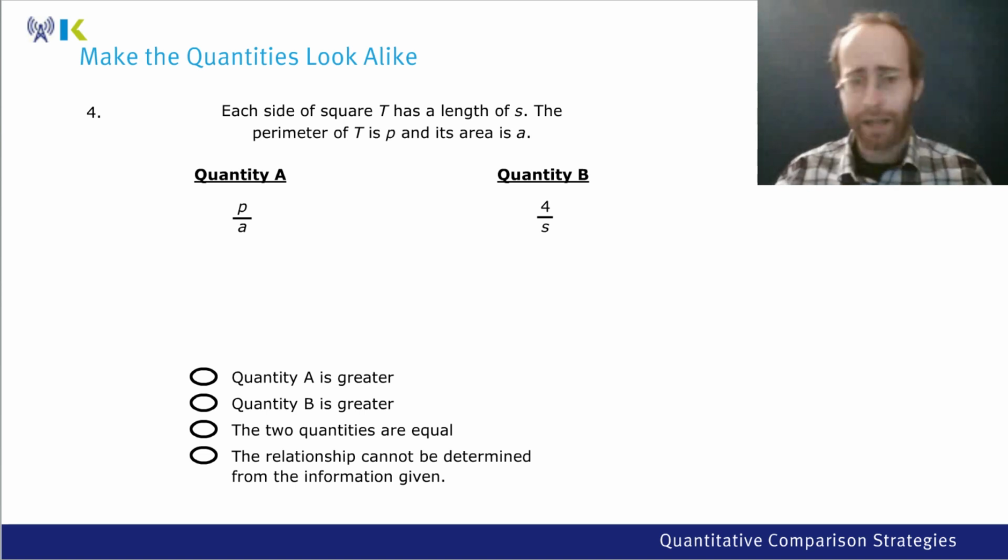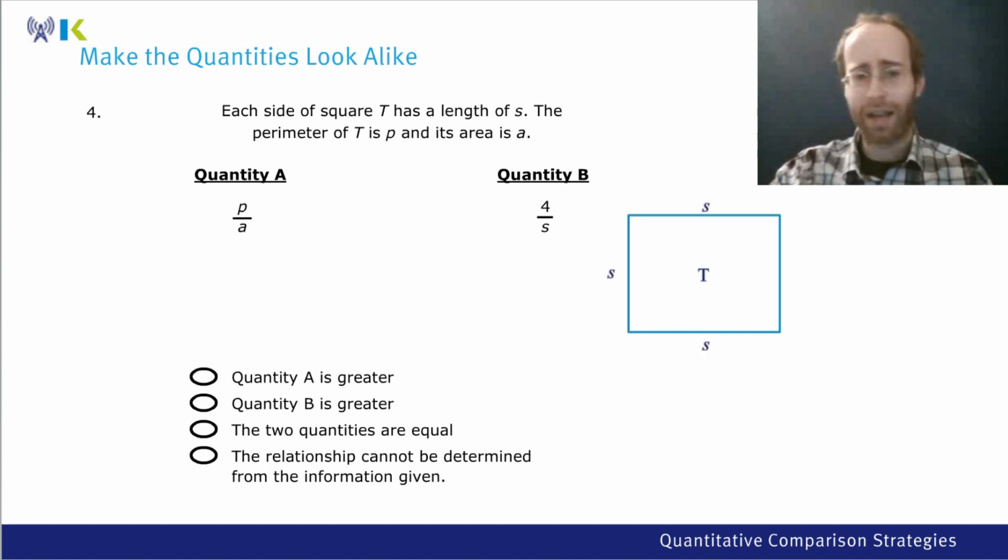So let's take a look at this example. All right, we know that each side of square t has a length of s. Let's just draw that, shall we? So there's square t. Each side of square t has a length of s. We're told that the perimeter of t is p. Now hold on a second. Folks, what is another way that we can express the perimeter of this square now that we have actually drawn a picture?